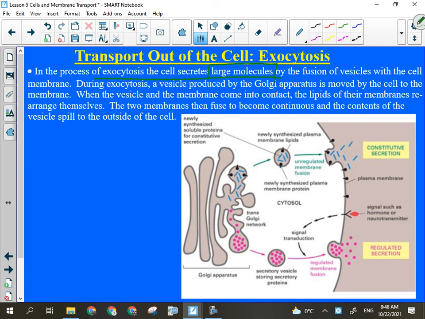So if we see this process where the membranous envelope merges with the membrane, endocytosis is that process in reverse. Something touches the outside of the cell and the membrane engulfs it and takes it in. That's endocytosis. There are 3 different kinds of endocytosis.